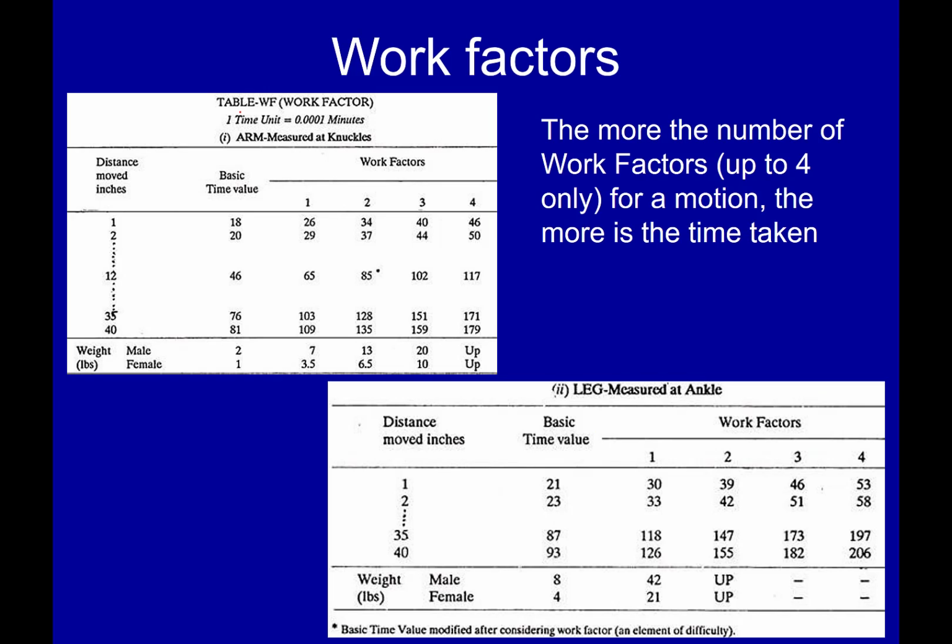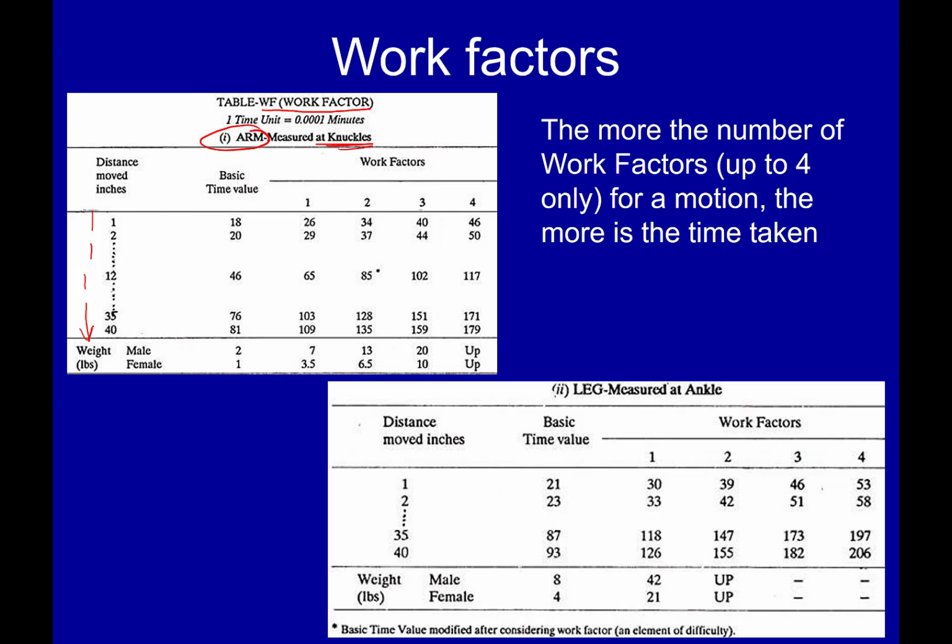These tables are the work factor tables. They give you the time for performing the different movements by the different body parts through the different distances when the different weights are handled. Say, for example, the first is the arm movement. The motions being performed by the arm are measured at the knuckle, as I have already said. When the arm is moved through 1 inch, 2 inch, 12 inch, like this, what is the distance traveled?